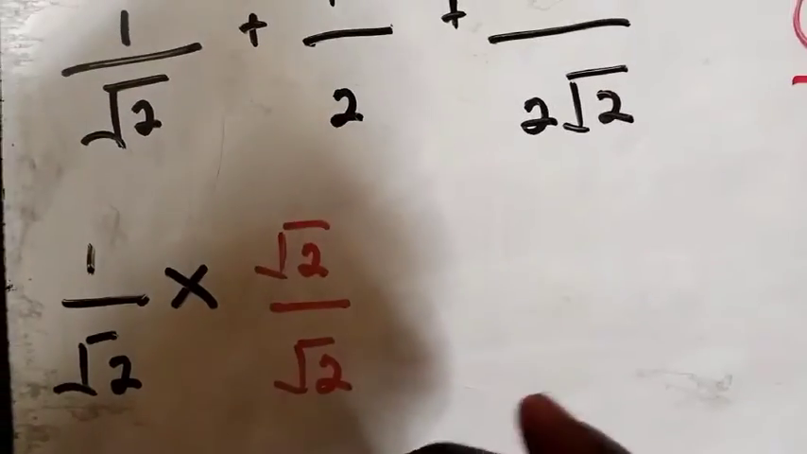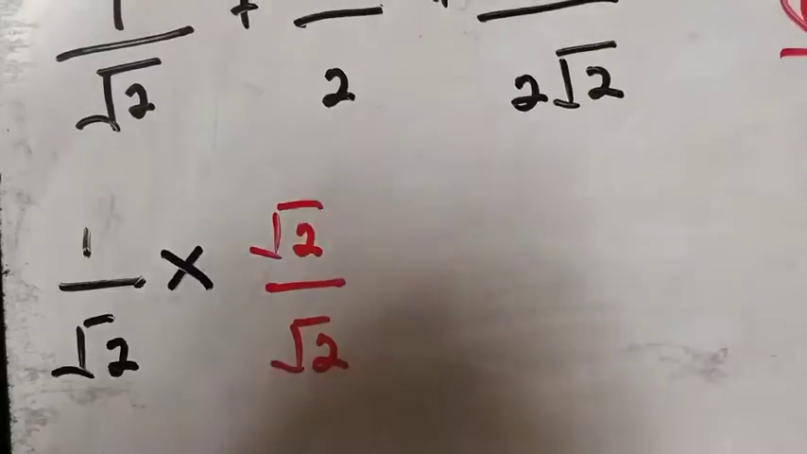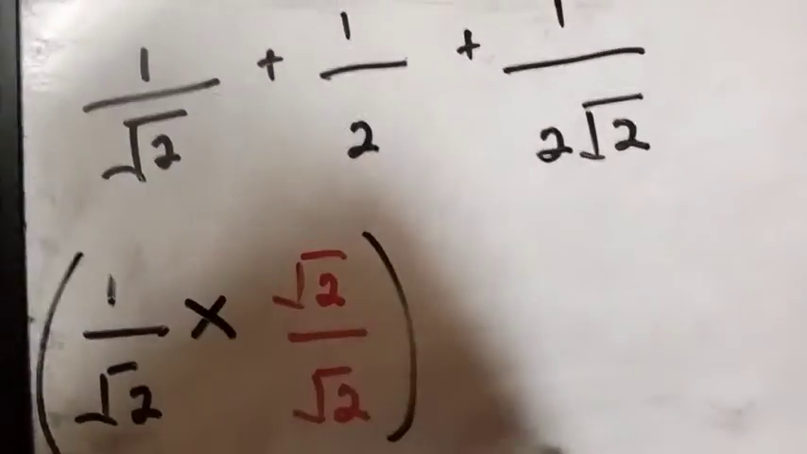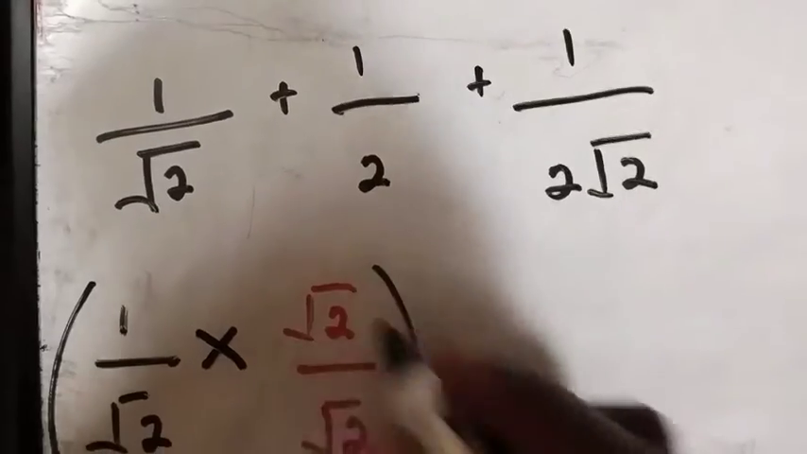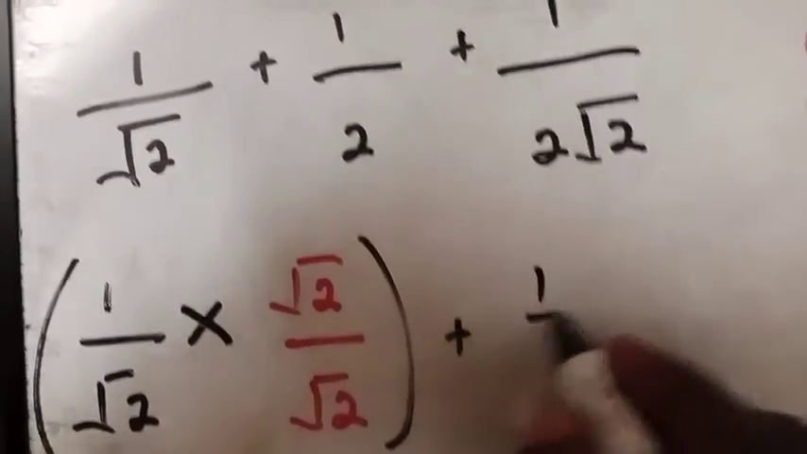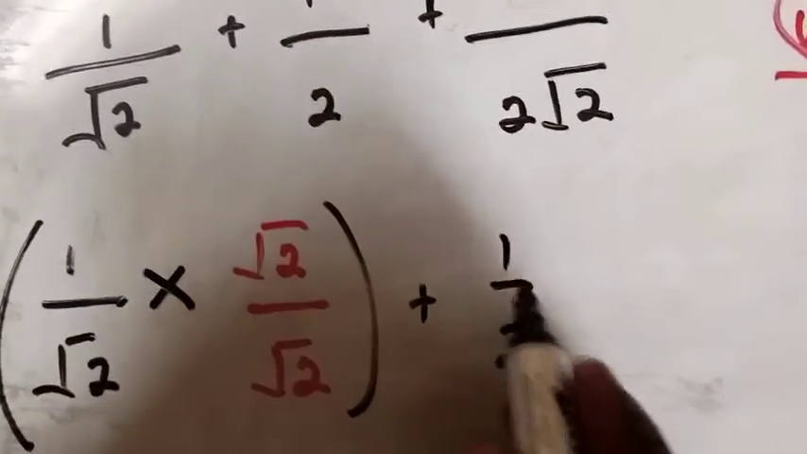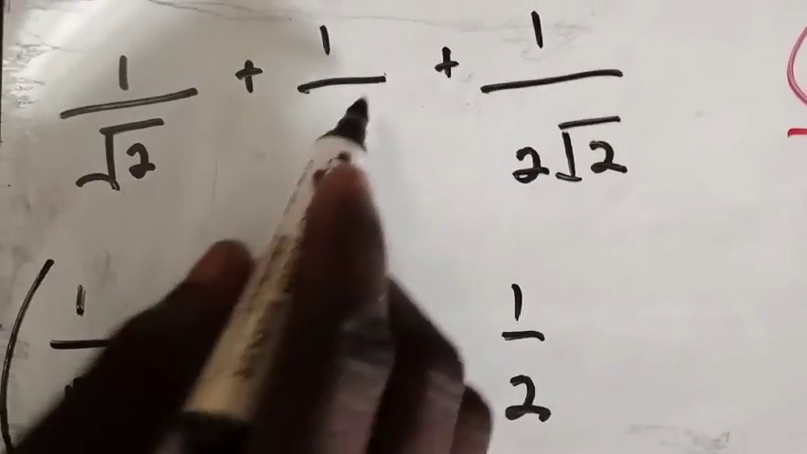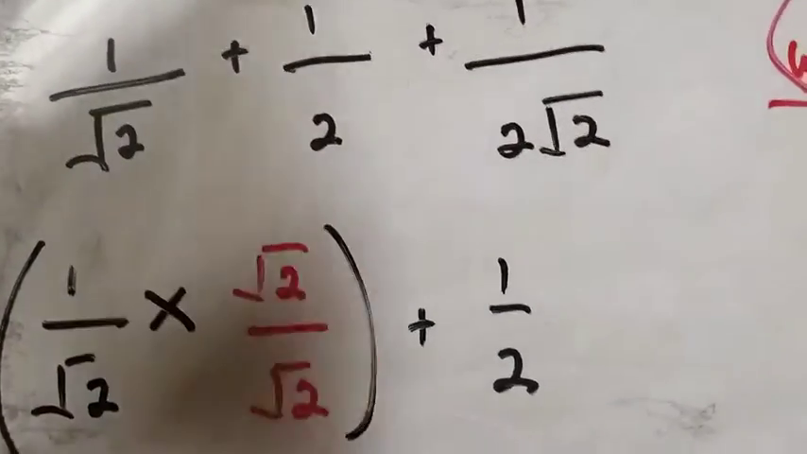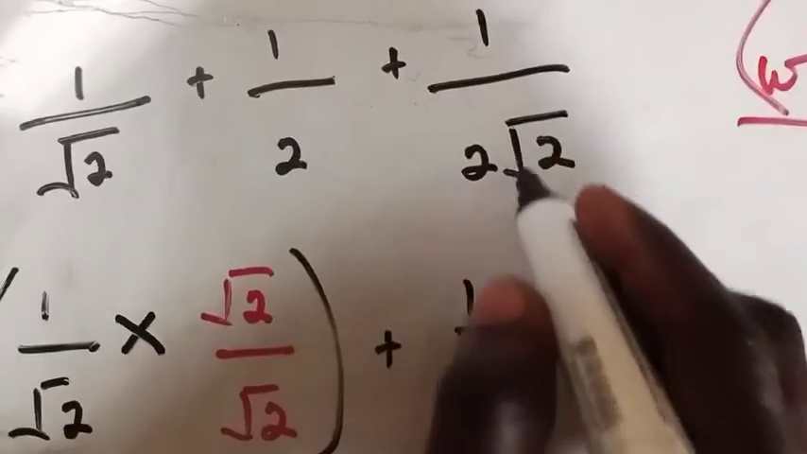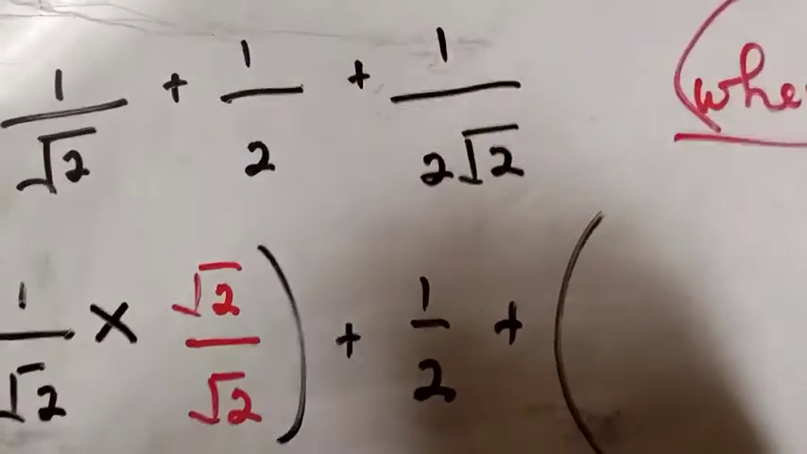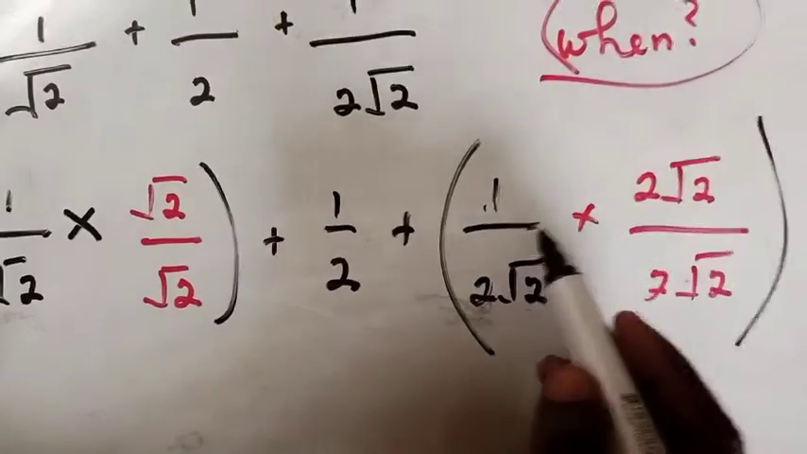Let's leave this for the meantime. Here we have that over that, and then in order not to change the nature of the question, plus 1 over 2. Of course, here we are not going to rationalize because this is straightforward and doesn't have any radical at the denominator. And then plus, what do you think the last one would be? Maybe you should pause the video and try this one, and then come back and check the solution. This is what I had.